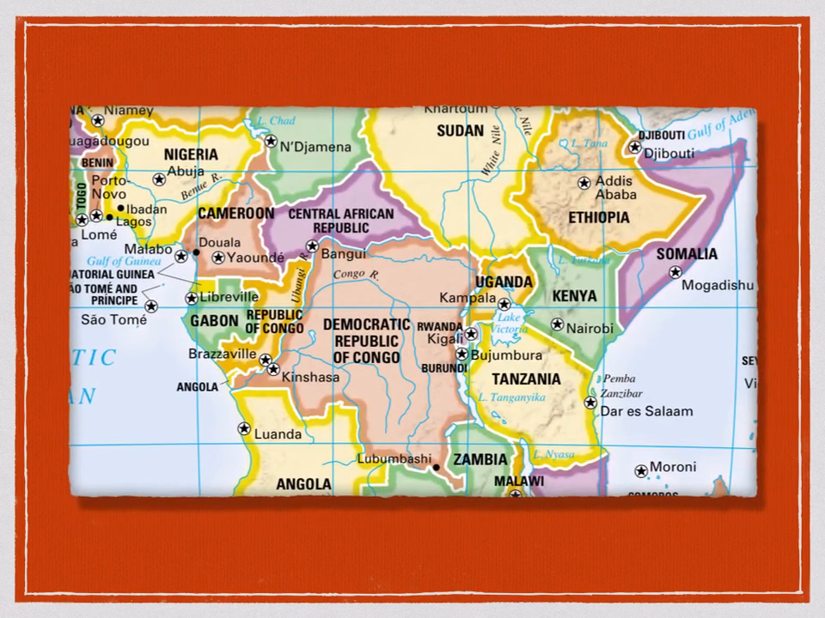Here's a map of the region we're speaking of. Rwanda is a tiny little country, wedged in between the Democratic Republic of Congo, Tanzania, and Uganda. Try and see if you can find it on this map.